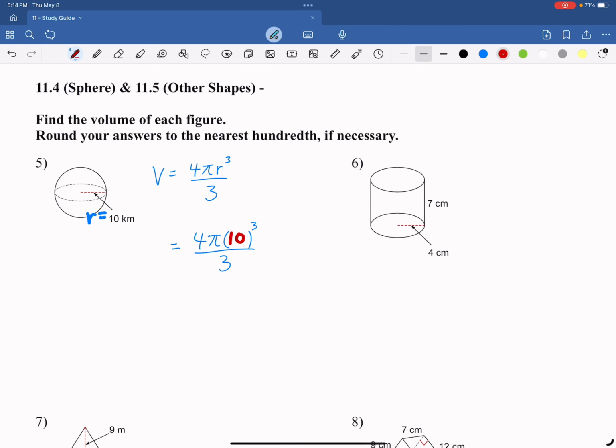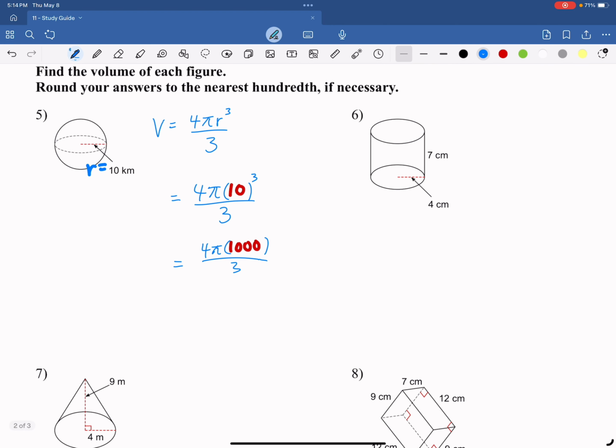I guess I switched up the colors. And then if you wanted to really simplify, well, this is going to be 4 pi 10 to the third power. That just simplifies to 1,000, right? We're not going to simplify for all of them, but now these two, if you multiply 4 and 1,000, that gives you just 4,000 pi divided by 3.